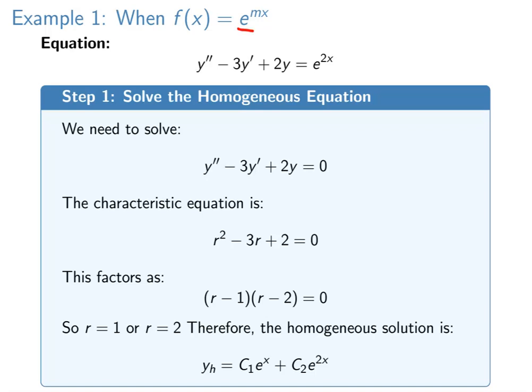Now we are going to solve the problem. So here example 1, when f(x) is equal to e to the power mx, we are writing here y double dash plus 3y dash plus 2y is equal to e to the power 2x. So how will we solve this problem?